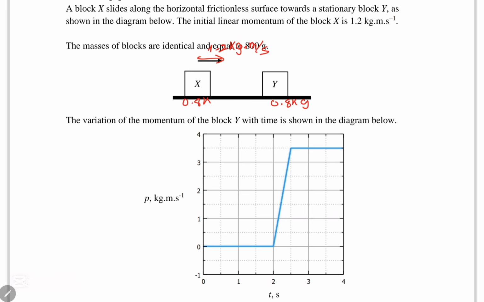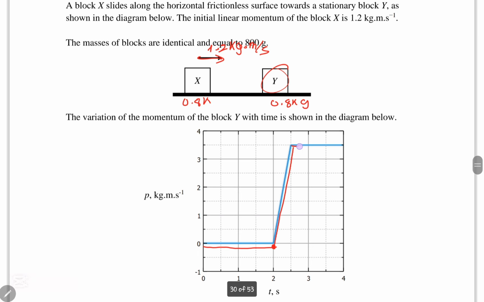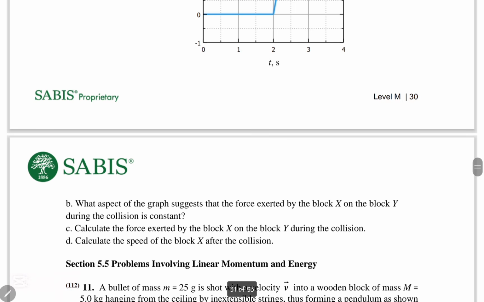So we can find the initial speed, right? And this is stationary, right? The variation of momentum of block Y with time is shown in the diagram below. Initially it had 0 momentum, but then at 2 seconds it suddenly had an increasing amount of momentum, and then it stopped at a constant momentum, which was 3.5 kg times meter per second.